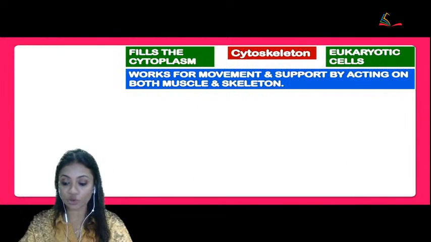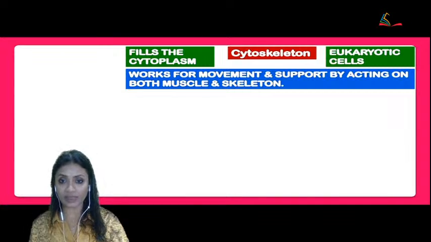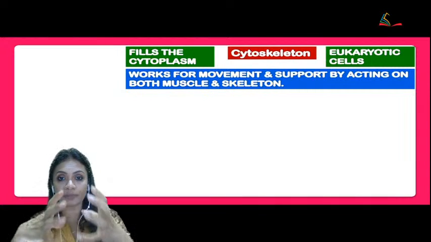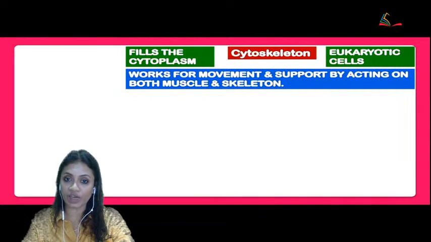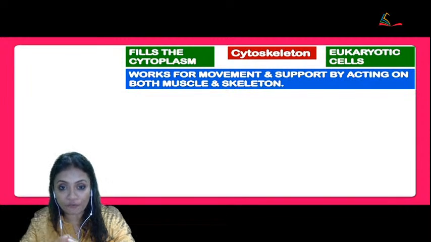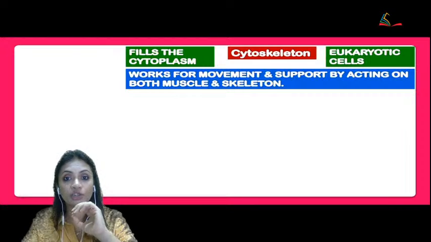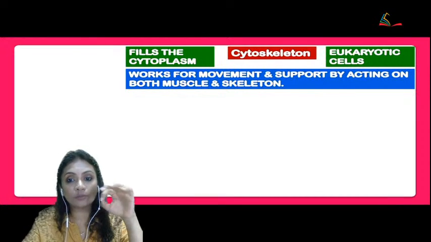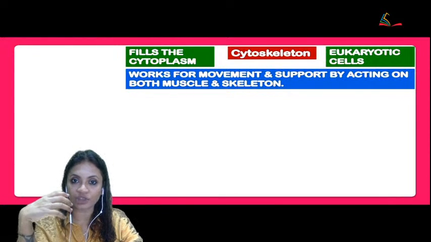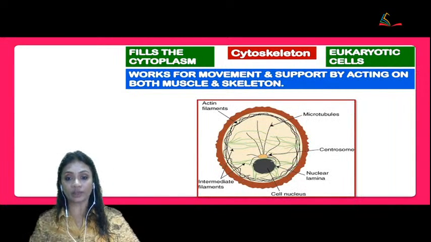Let's move on next to the cytoskeleton of the cell. When we say cytoskeleton, it means the skeleton of the cell, the basic framework that gives shape and support to a cell. It fills the whole cytoplasm. Remember, it is found only in eukaryotic cells. It works for movement and support, and it acts on the muscle and the skeleton as well.